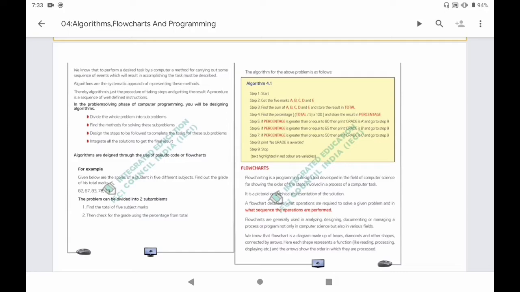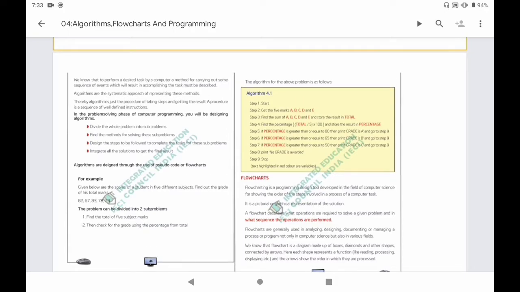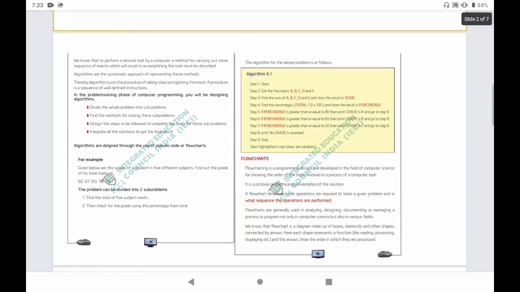Thereby an algorithm is just a procedure of taking steps and getting the result. A procedure is a sequence of well-defined instructions. So if you are changing the sequence, changing the steps as per your choice, then you will get a wrong answer in the case of an algorithm or in the case of a flowchart. If you make any mistake in the flow diagram, in the sequence, in the order, then it will lead to a wrong product or a wrong answer.